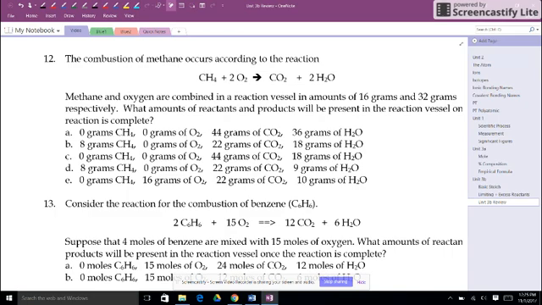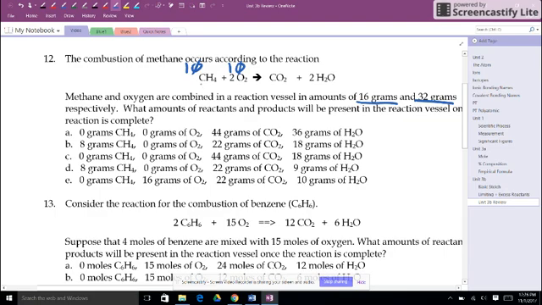So for question 12, it says I have 16 grams of methane. And I think it helps for us to know that methane is 16 grams per mole. So that means I'm given 1 mole of methane. And it says I have 32 grams of oxygen. Now oxygen again is 32 grams per mole, so I have 1 mole of oxygen here.